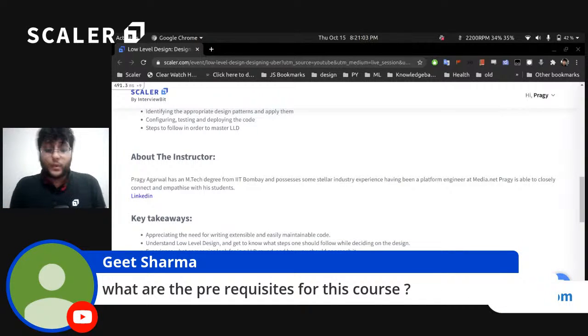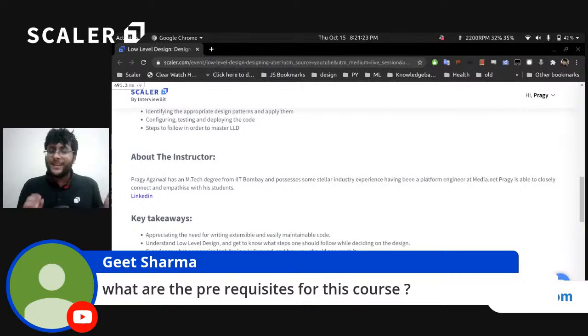Geet is asking, once again, what are the prerequisites for this course? So Geet, once again, you have to know basics of programming. Basically, if you have experience in any programming language, be it Java or Python or C++, this is going to be helpful for you. Now, we will be covering things in Java and Spring Boot. However, even if you're not familiar with Java and Spring Boot, that's fine, as long as you are familiar with any other programming language, okay?